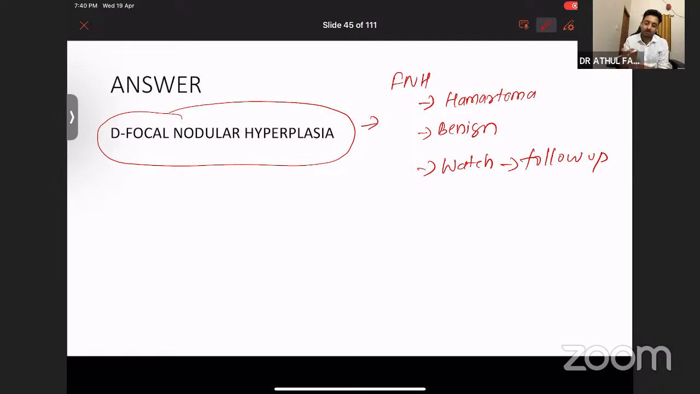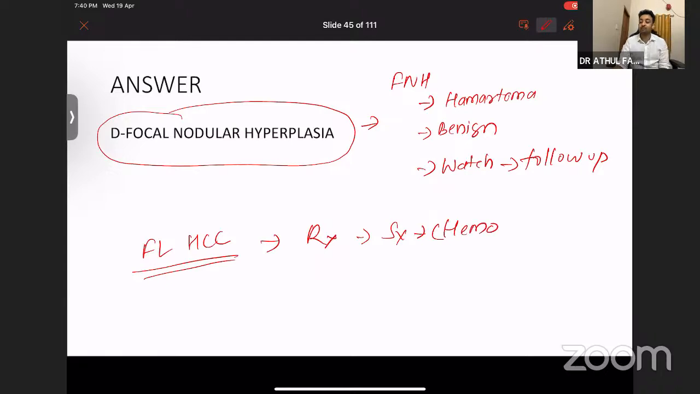That is enough. Okay. But if it is fibrolamellar HCC, you have to treat. You have to do surgery. You have to give chemo. Hold this, because the treatment is entirely different. That is why they are repeatedly asking you how to differentiate between FNH and FLC in imaging.